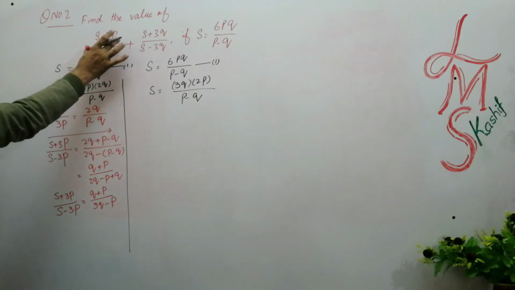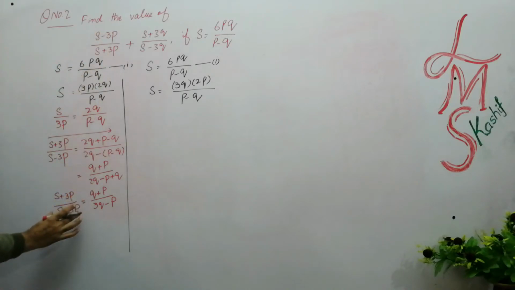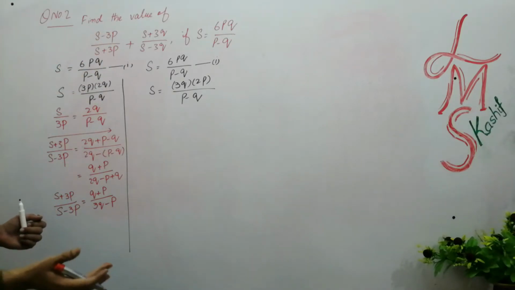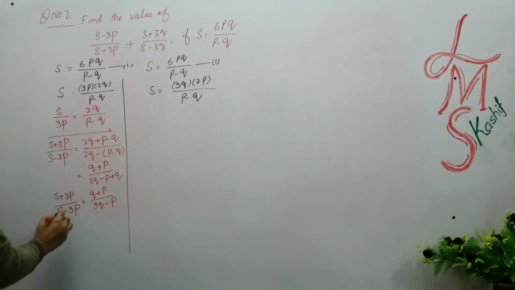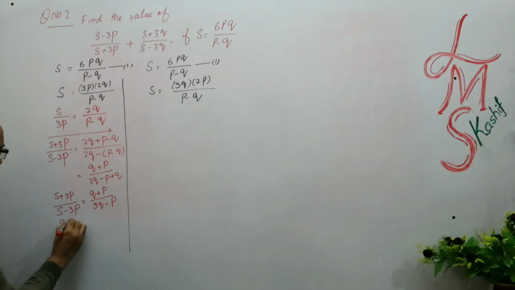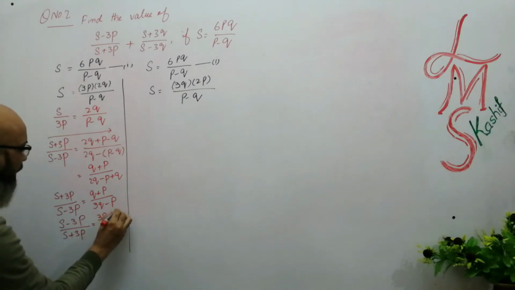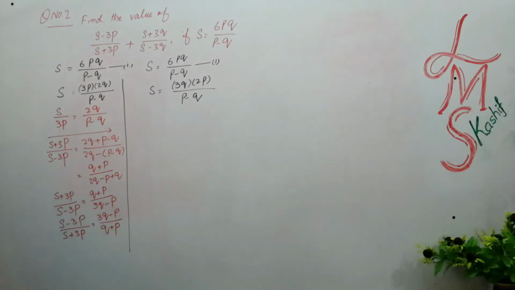But what we need here? We need S - 3p in the numerator. Here it is in the denominator. So what do we do? We will again apply the invertendo theorem and invert it. Meaning (S - 3p)/(S + 3p) is equal to (3q - p)/(q + p).